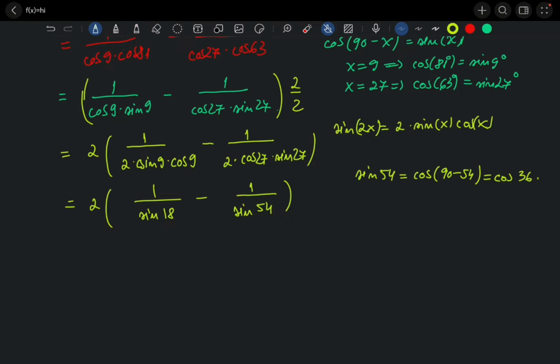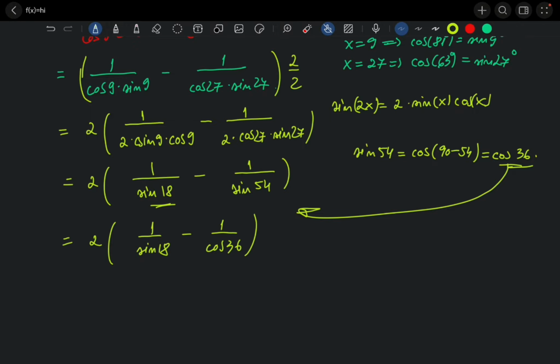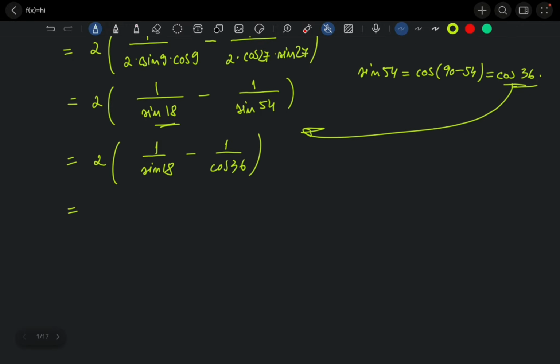Well, because 36 is closer to 18 than 54 is, and actually 36 is 2 times 18. We already know the identities of the double angles, and it will be easier to work with this. So we substitute this into our equation, and we get 2 times 1 over sine of 18 minus 1 over cosine of 36. Get a common denominator, and our answer will be cosine of 36 minus sine of 18 over sine of 18 times cosine of 36.